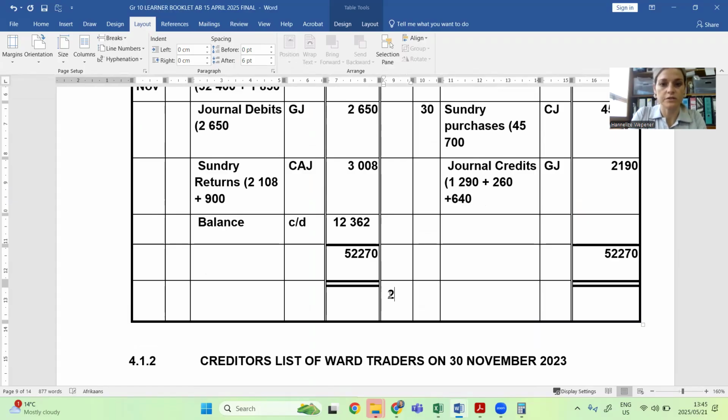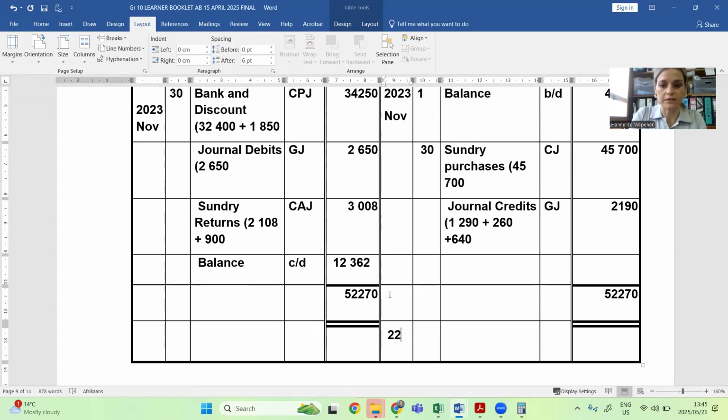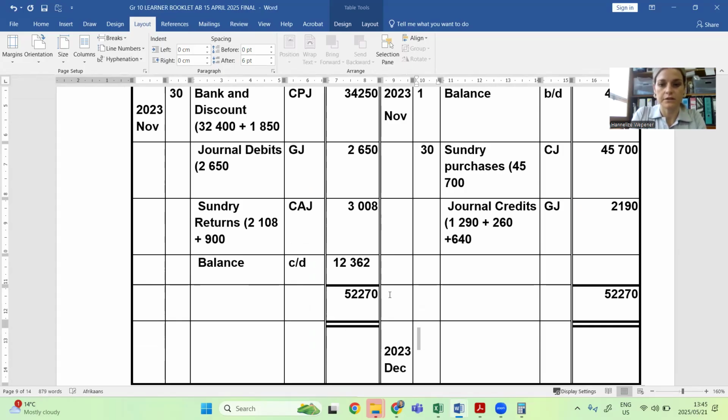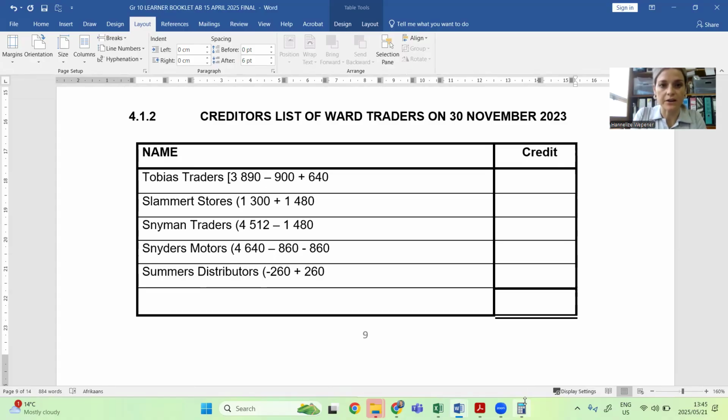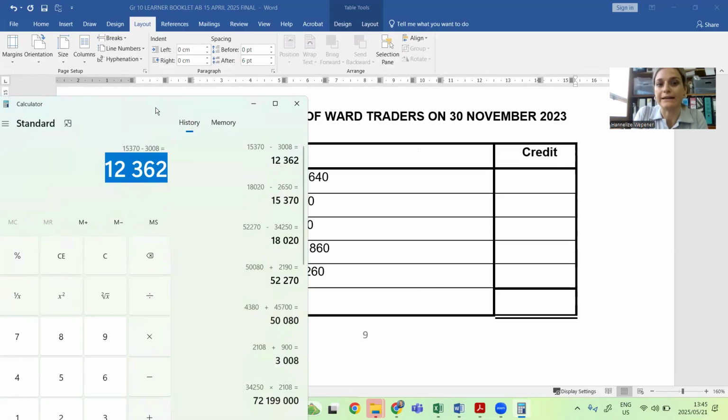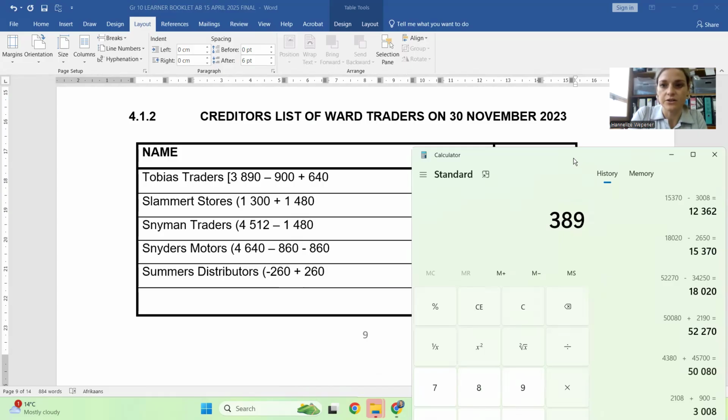So on the 1st of December 2023, my balance carried down is 12,362 Rand. Then I do the same with my creditors list to see if I balance. So 3,890 minus 900 plus 640.